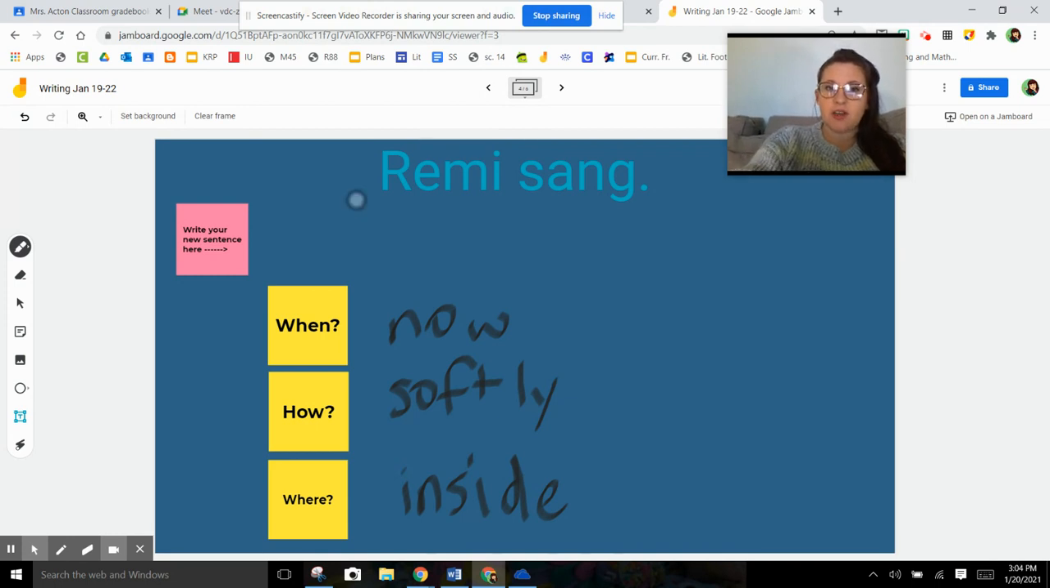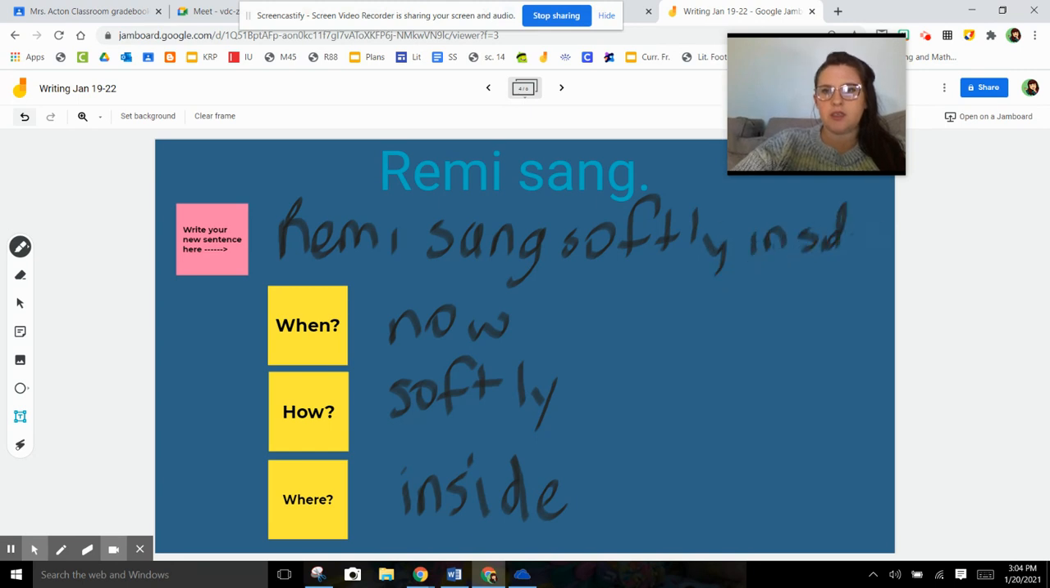So now we can take our boring sentence of Remy sang and change it into a sentence that has more detail. So we can say Remy sang softly inside, and then I could say now. Remy sang softly inside now, but I like saying right now. Right now. I like that better. So we change our boring sentence into something that has more detail in it.